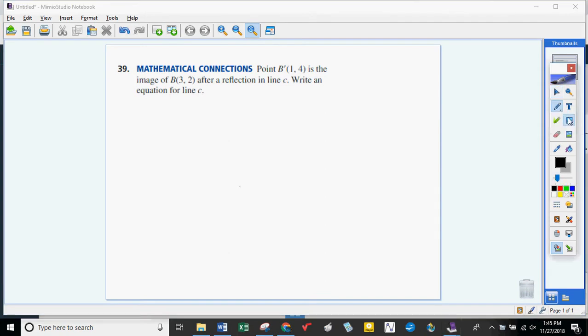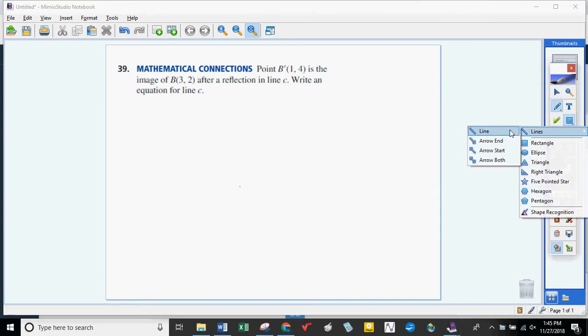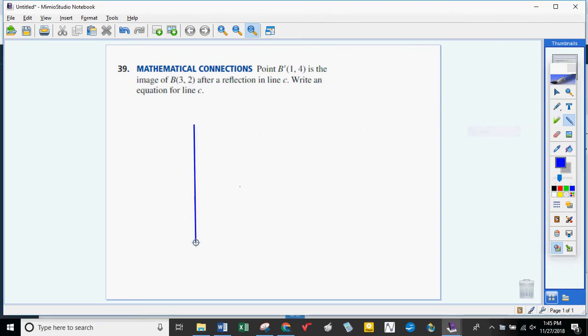So what you need to remember about a reflection, and I kind of talked about it in our definitions. If you go back and look at your notes, you had this picture. The line of reflection is the perpendicular bisector of the distance between the point and its image.